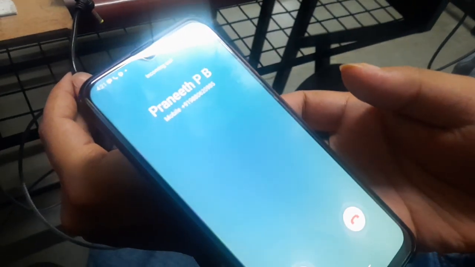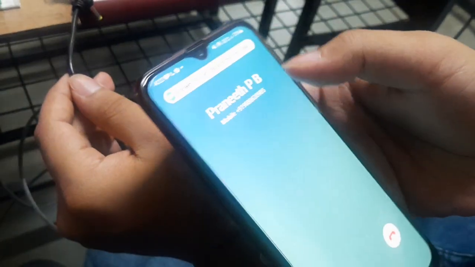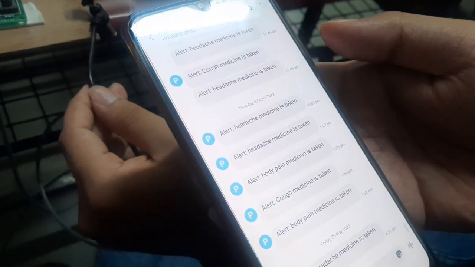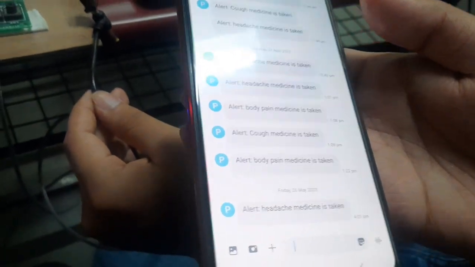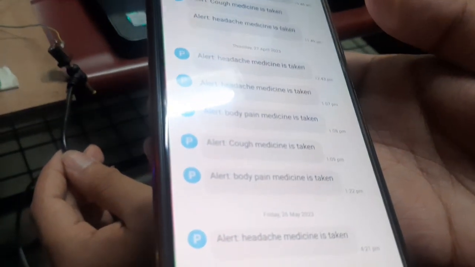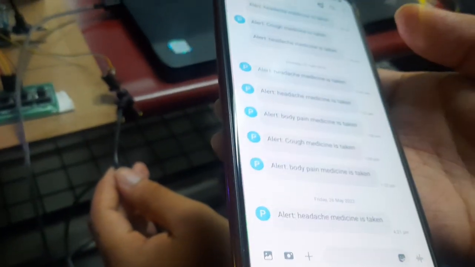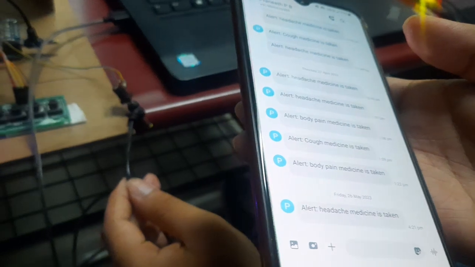And then the caretaker will get a phone call as a notification. This will be sent to the caretaker. We will get an SMS saying that headache medicine is taken. The next medicine is scheduled to be dispensed at 4:20.